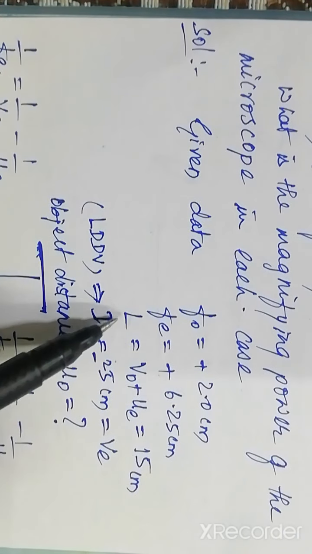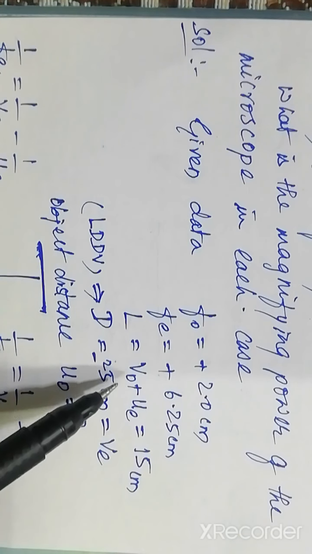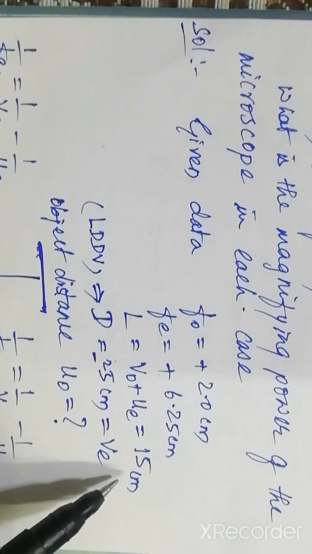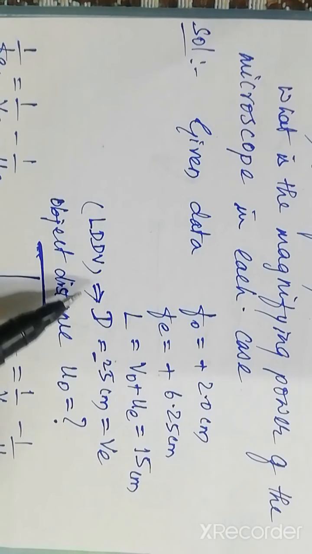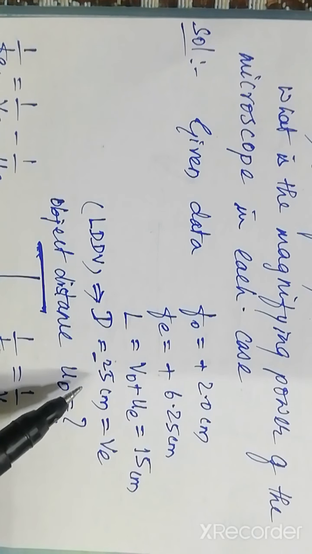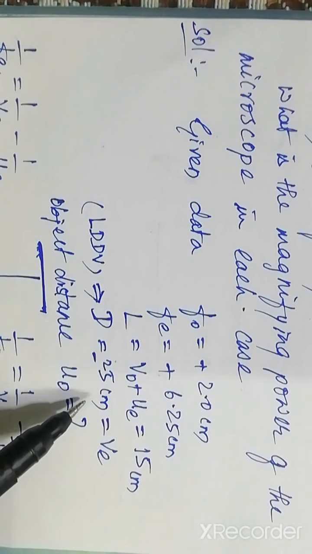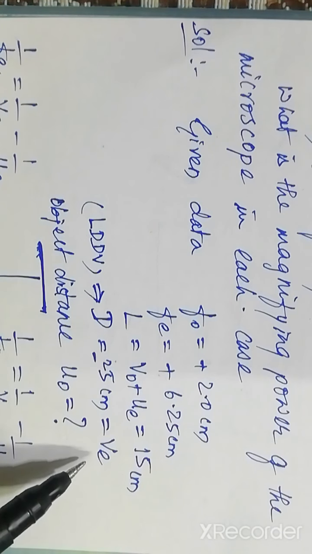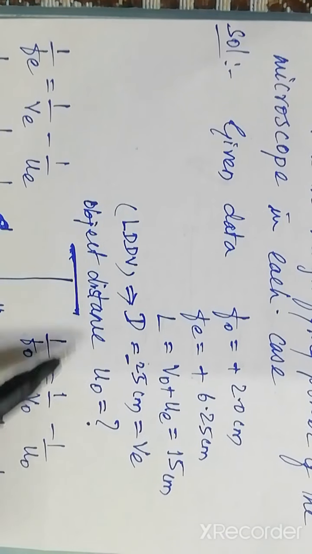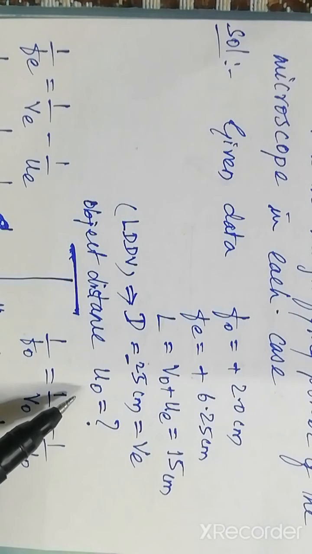Length of the microscope, compound microscope, that is a sum total of image distance for the objective plus object distance for the eye lens. It is given 15 centimeter. Least distance of distinct vision, as we know, it is minus 25 centimeter. So capital D is equals to, we can write image distance for the eye lens. So we are asked to calculate the object distance UO.